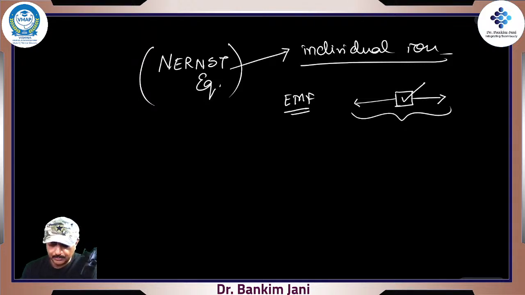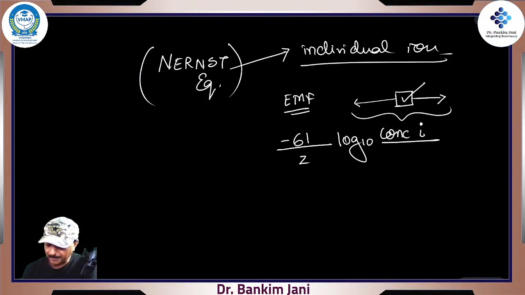In a nutshell, it was minus 61 upon the Z, and then there was log of 10, concentration inside, bindi up, and concentration out.